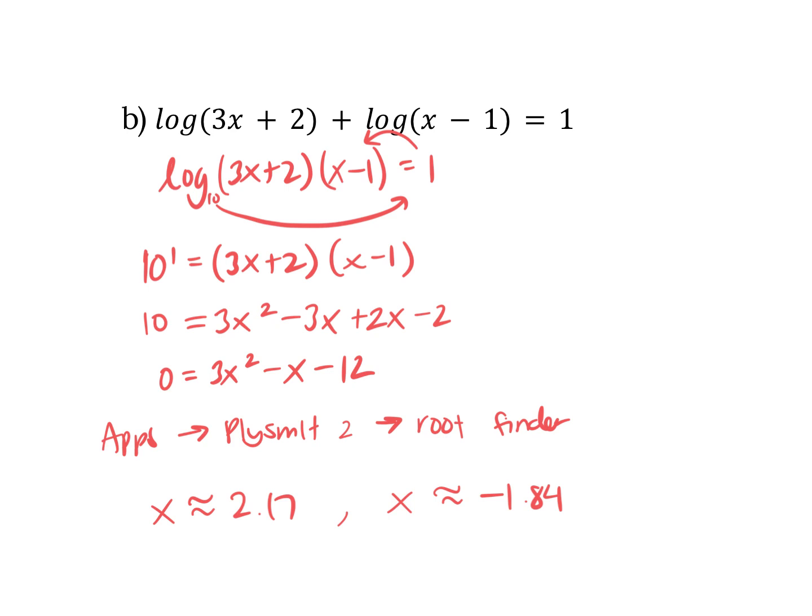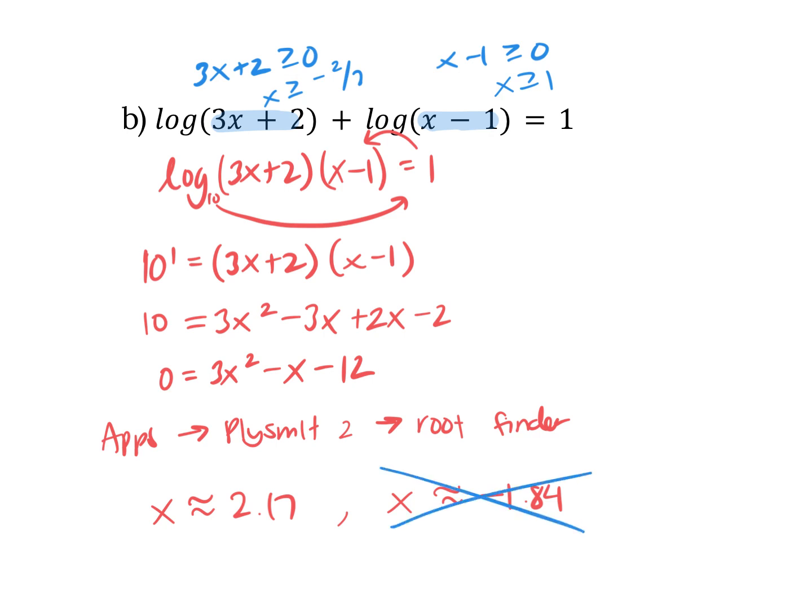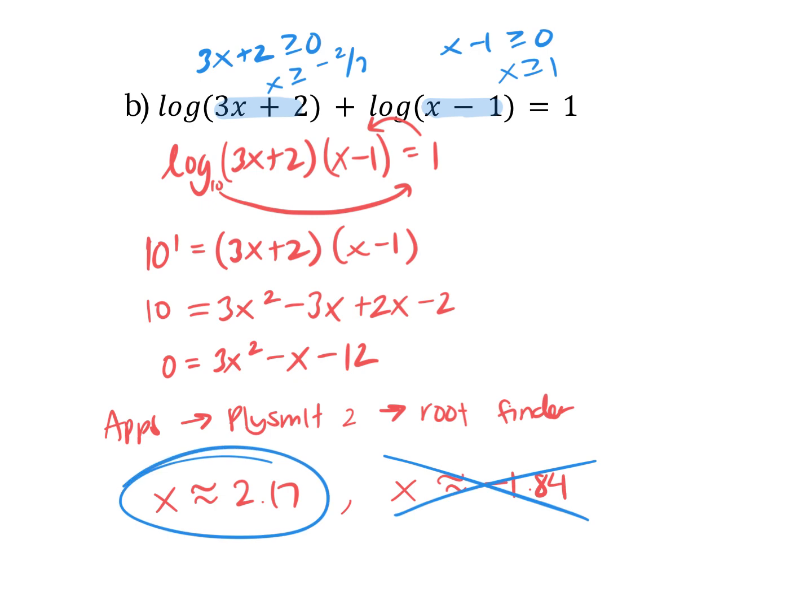Okay, but with anything, solving equations and things, we have to make sure that our answers both work. So if I go back and look at my domain of both of these, 3x plus 2 has to be greater than or equal to 0, and x minus 1 has to be greater than or equal to 0. If I solve both of those, I get x is greater than or equal to negative 2/3, and x is greater than or equal to 1. So which of my two answers am I going to have to get rid of? Yeah, the negative 1.84. Okay, so my answer is just the 2.17.